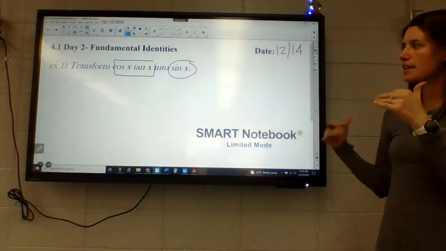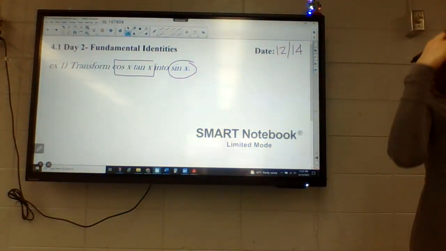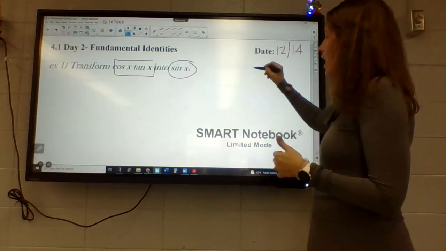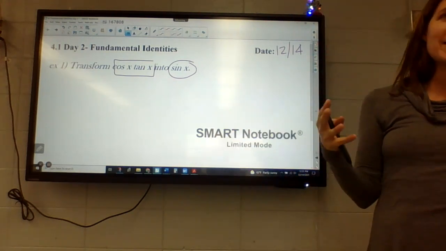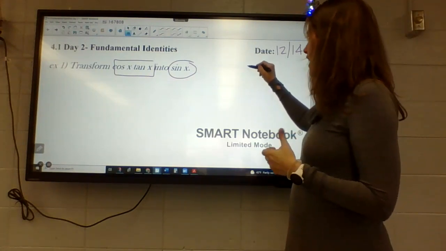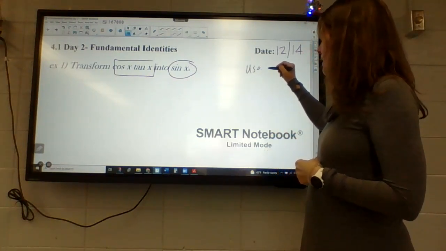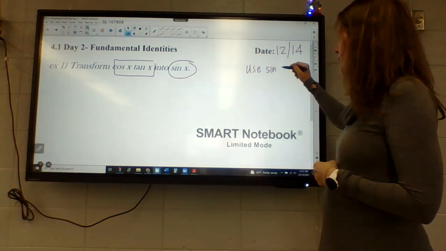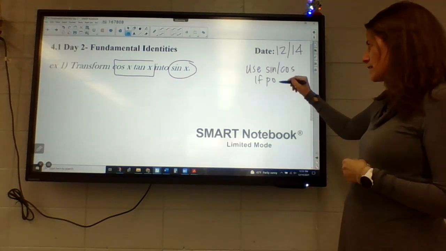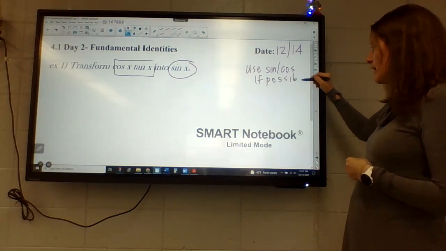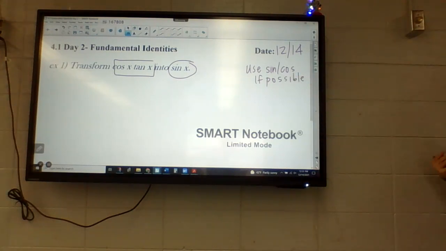Is that basically as you're going through this, you're doing a little bit of planning ahead. Now, basically you want to look to change everything into cosine and sine if you can. Now this isn't always the case, so I'm just going to say that should be your first try: can I change everything to sine and cosine?